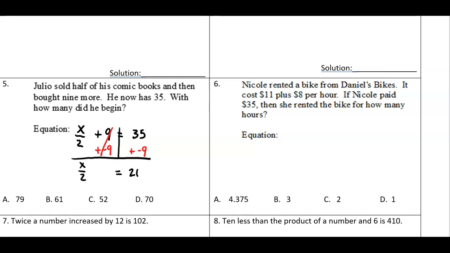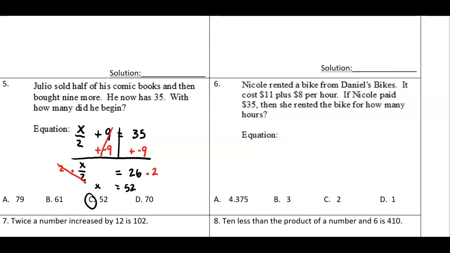Drop down x/2 is equal to 35 minus 9, or 35 plus negative 9, is 26. And then, since I see x divided by 2, I'm going to multiply by 2 on both sides. 2 times x is 2x, divided by 2 is just x, so those cancel off. So x is equal to, in this case, 26 times 2, 52. See? Right. Nicole rented a bike from Daniel's Bikes.